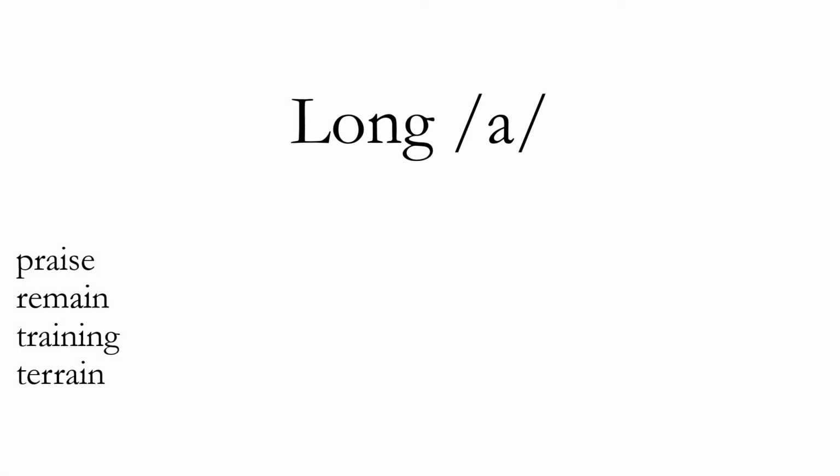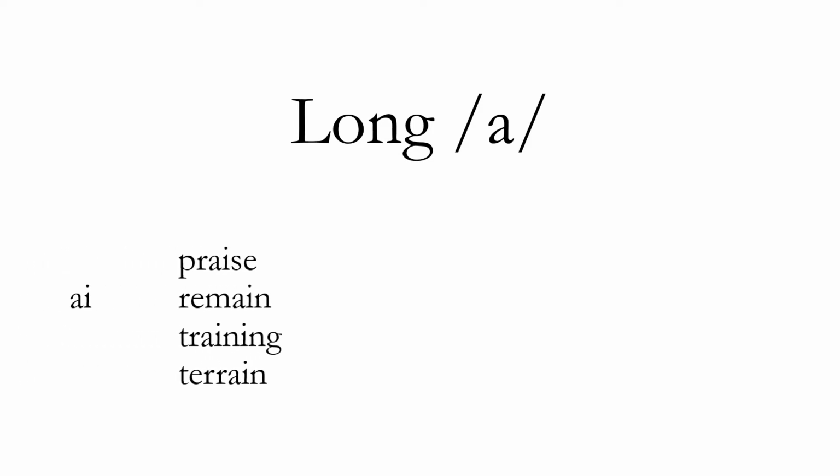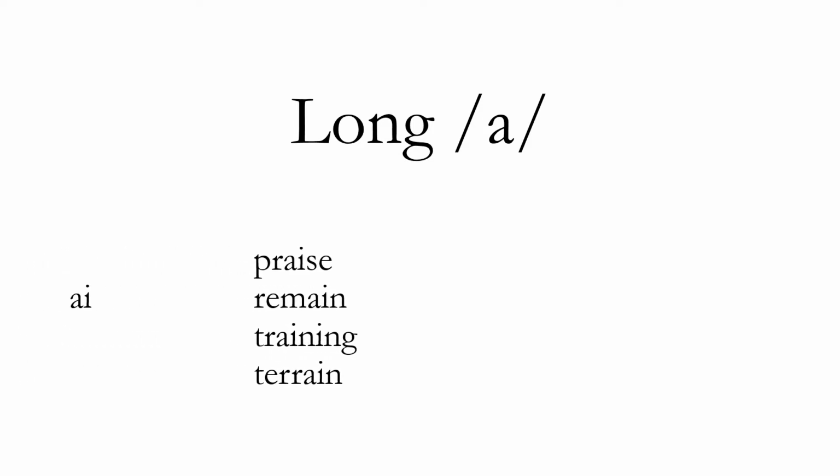The third type of long A that we're working on, and again there are others, is AI. And you can see here on the left, we have three of our spelling words and a challenge word: praise, remain, training, and terrain. But of course, there are many more than those four.